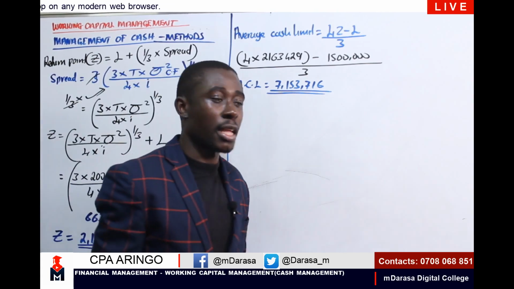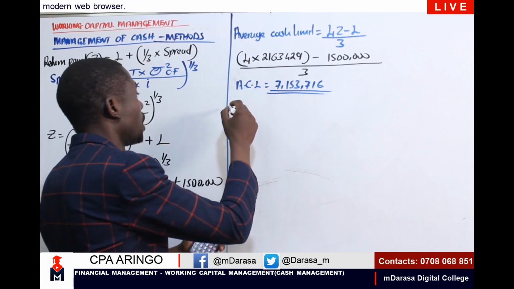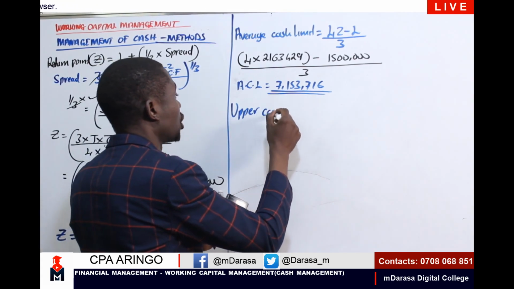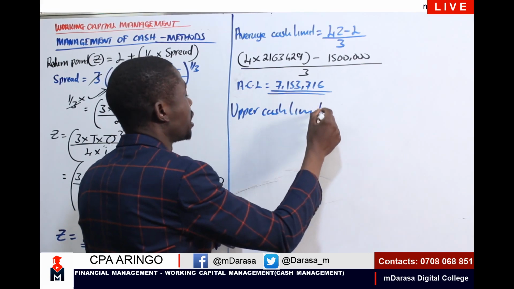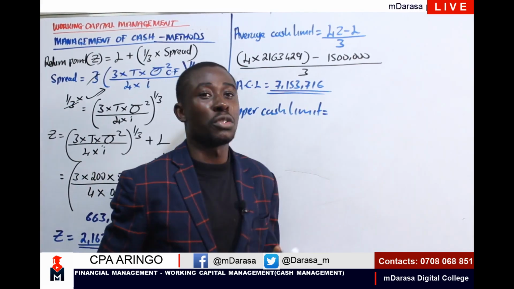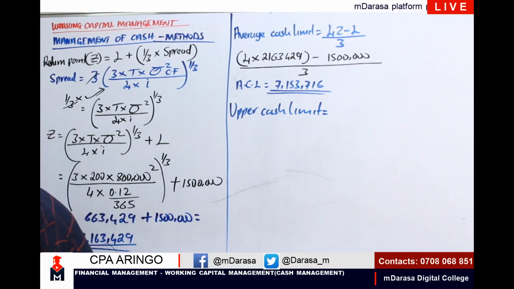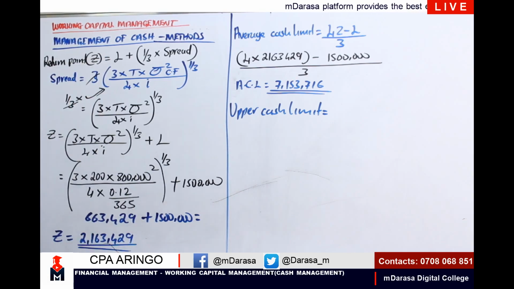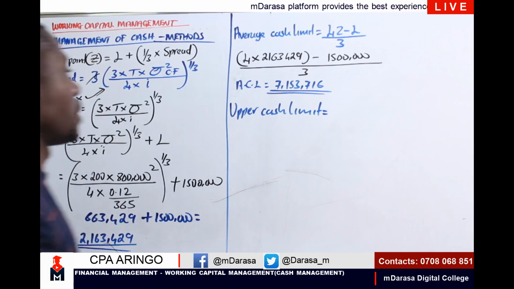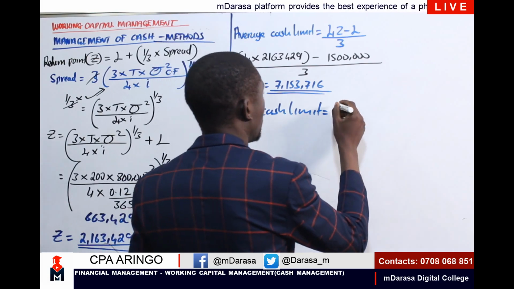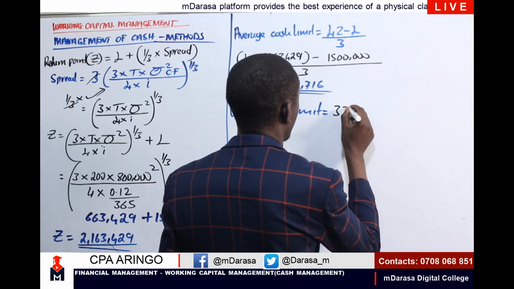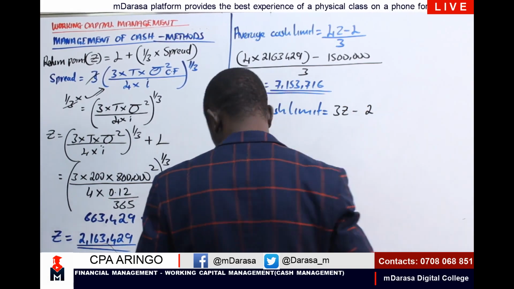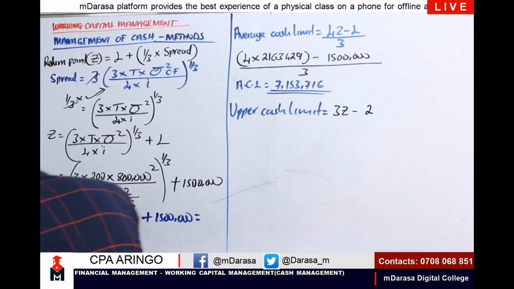After that, the other key element the examiner wanted us to compute is what? The upper cash limit. Which I know by now we are experts on this. Because for us to determine our upper cash limit, that will be simple. I'll just be taking 3 times z minus 2l. So I'll just be taking 3z minus 2l here, right? Minus 2l.